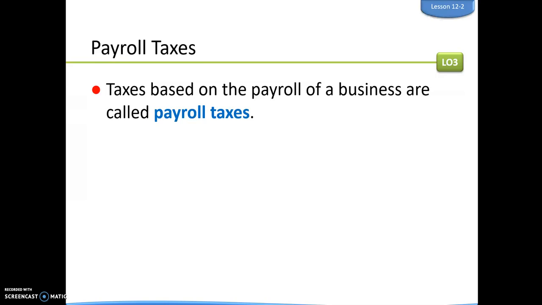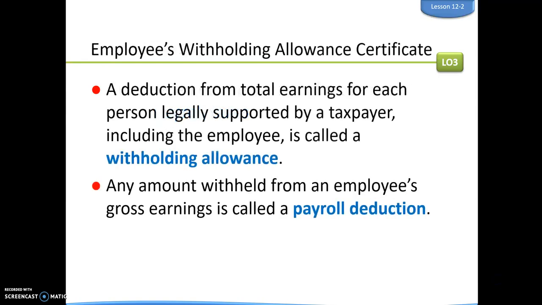Taxes based on the payroll of a business are called payroll taxes. A deduction from total earnings for each person legally supported by a taxpayer, including the employee, is called a withholding allowance. Any amount withheld from an employee's gross earnings is called a payroll deduction.